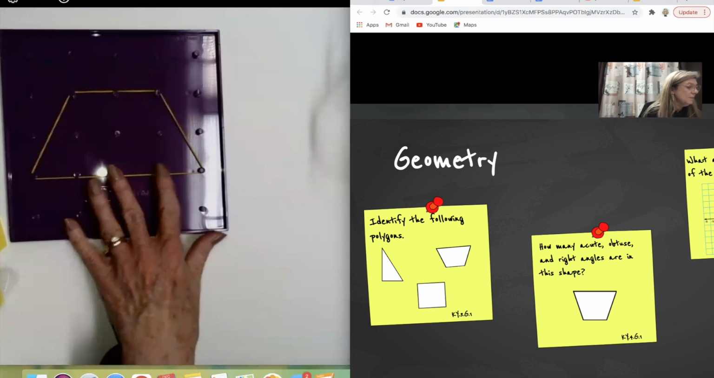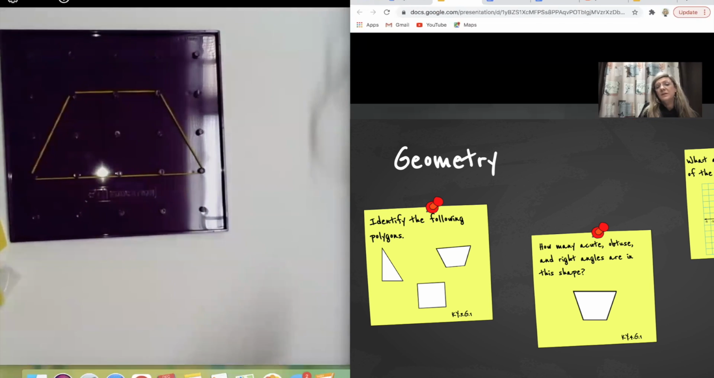Then you can talk to them about those angles. So before they can tell you how many acute, how many obtuse, and how many right angles are in this shape, they're going to have to know what those are, what that means. So again, an anchor chart would be nice with that on there, just to trigger their memory, to cue their memory. I did notice you have nice little cue cards.